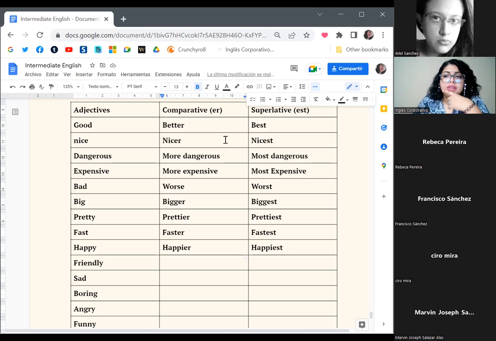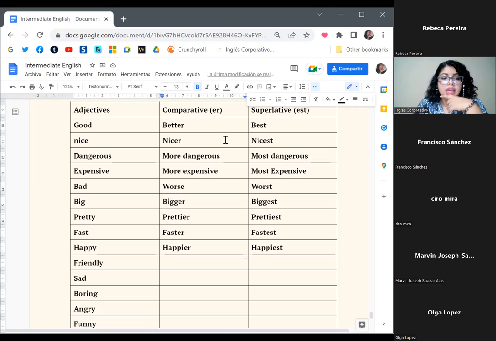So in this one, we have friendly in the comparative. How can we say friendly? Friendlier. Ah, good. In some cases, we can make mistakes using the word friendly as an adjective. We are not going to use more and most, because in that case it is an adverb. But when we are using it as an adjective, it is with this structure. So for superlative, friendliest. Good.